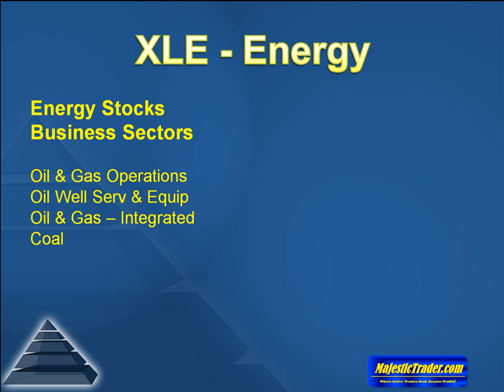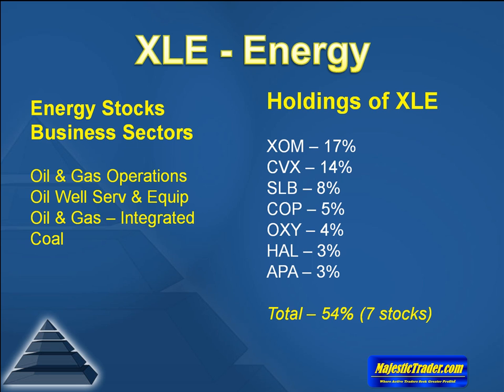But when you want to look at the XLE, which is a very popular sector ETF that's being traded out there, you want to know, well, what are the top stocks? It just so happens that the top 7 stocks make up 54% of the total holdings of XLE. You have XOM, ExxonMobil, that makes up 17%. So almost 20% of the entire move in XLE is that one stock. So if ExxonMobil is going to report earnings, you want to know how exposed you are to the XLE if you're trading it.